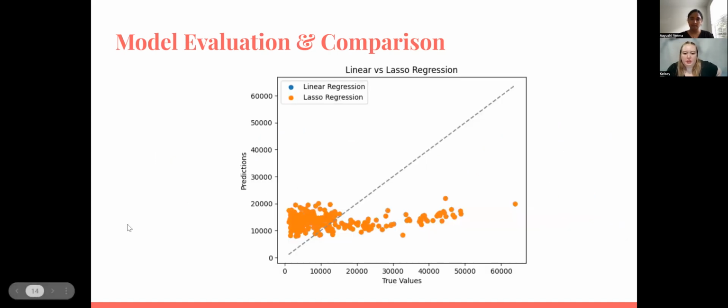We also did a linear versus lasso regression graph with true values on the X and predictions on the Y. The linear is these dashes going all the way up. And the lasso regression is staying around the 10,000 to 20,000 prediction area with true values scattered along the X-axis. So linear is doing exactly what we expect it to. Lasso regression is basically doing its own thing with the number of predictions provided, which means we could alter the model to receive different results.